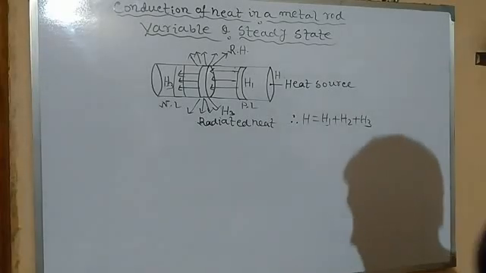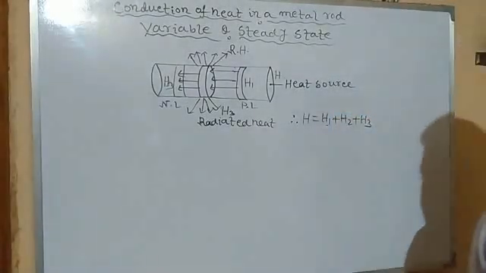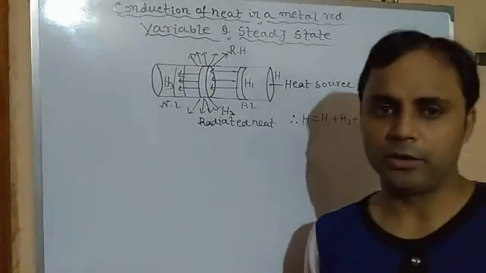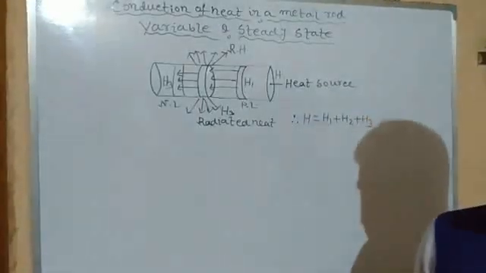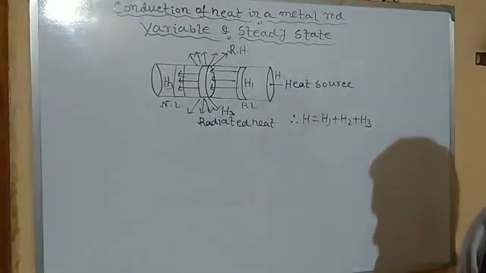So now we will discuss the conduction of heat in a metal rod, and we will try to understand some states, that is variable state and steady state. So what are all these?